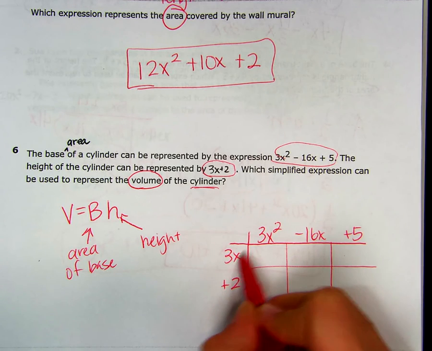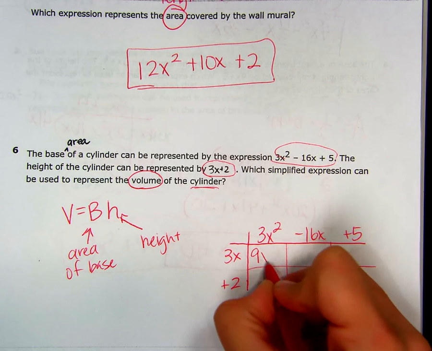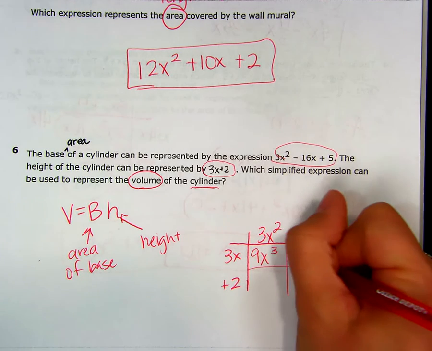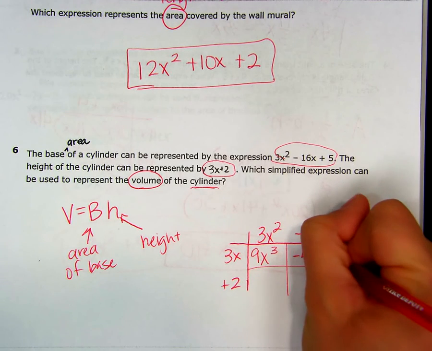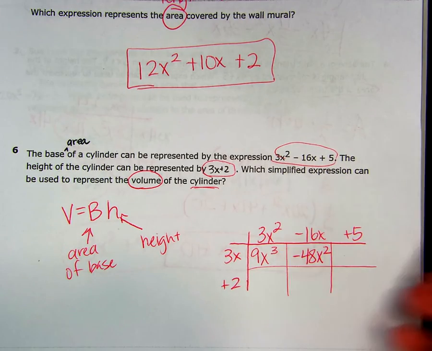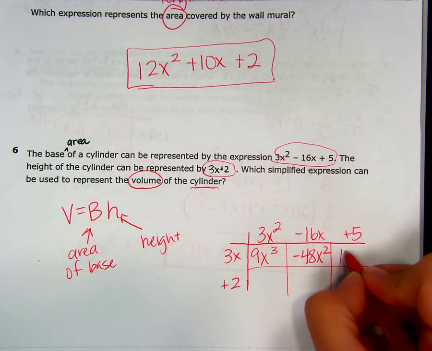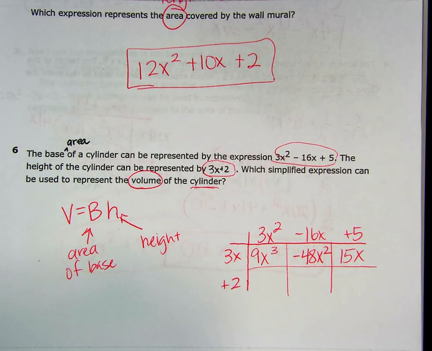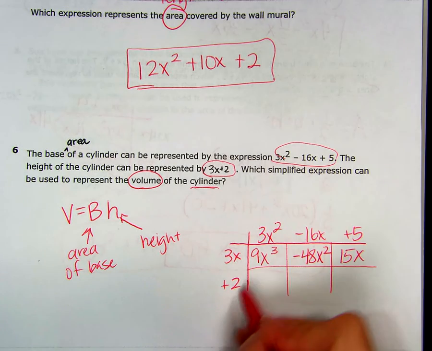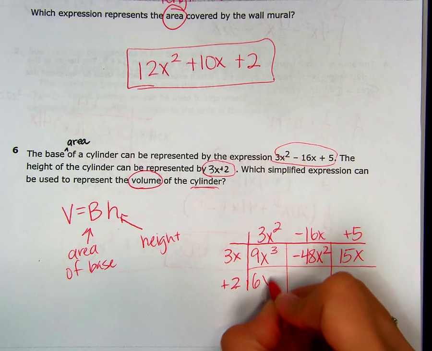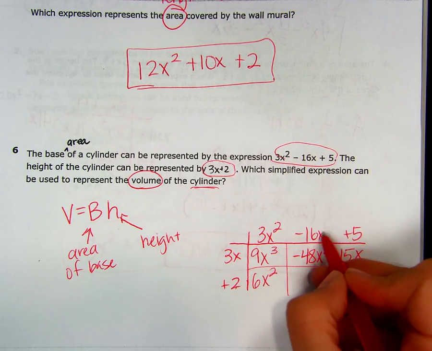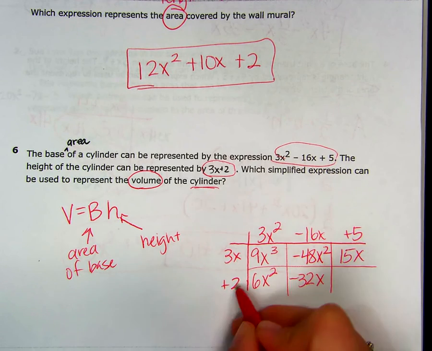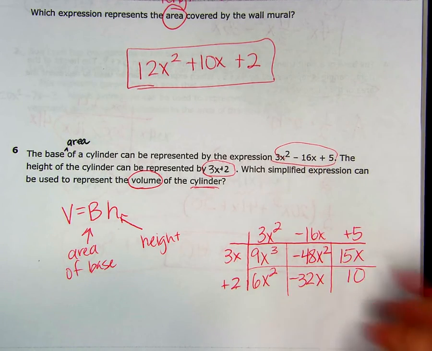All right, so 3x times 3x squared makes 9x cubed. 3x times negative 16x makes negative 48x squared. 3 times 5 makes 15x. All right, next row, 2 times 3, 6x squared. 2 times negative 16 makes negative 32x. 2 times 5 makes 10.